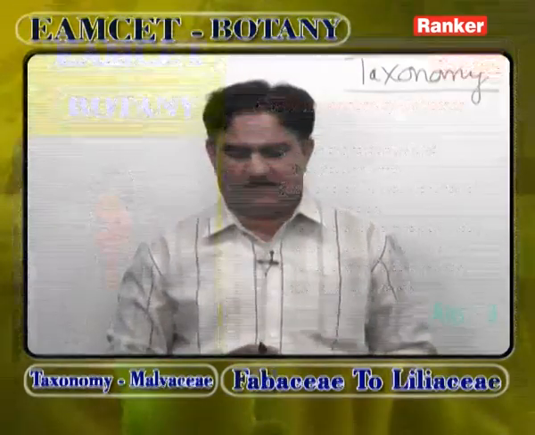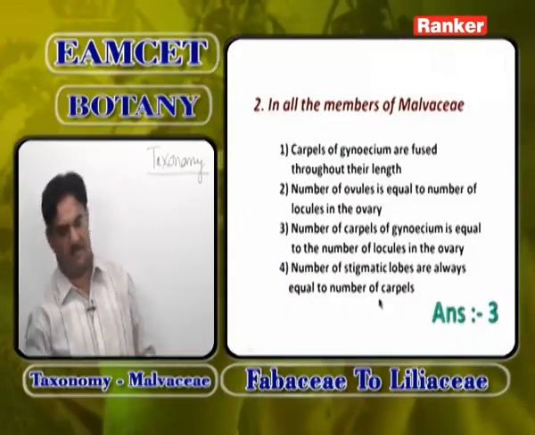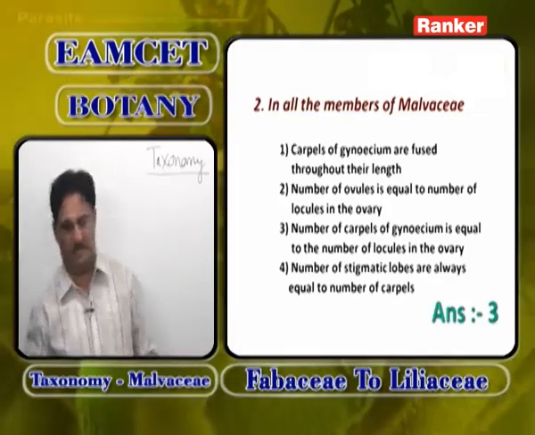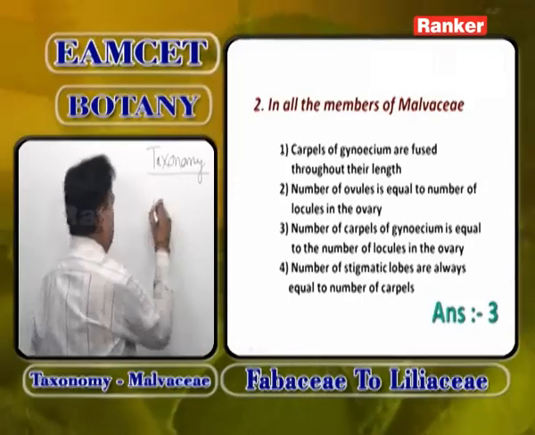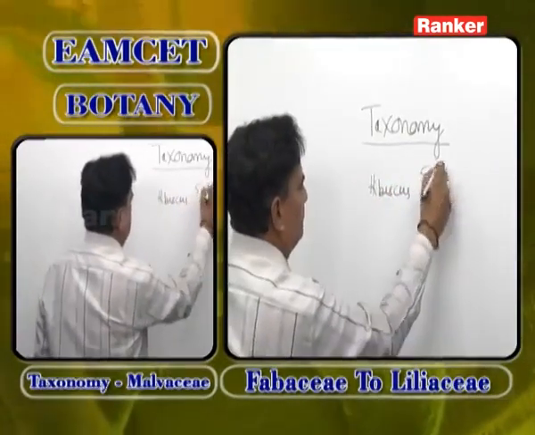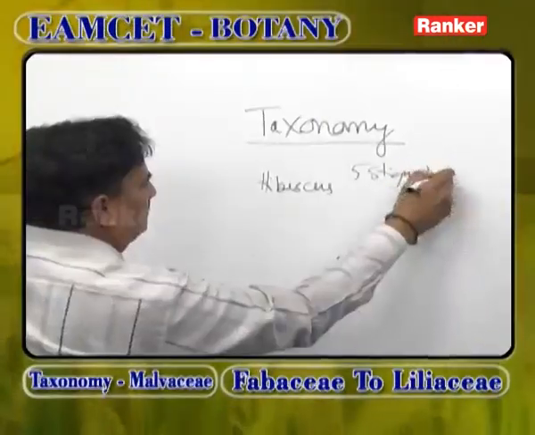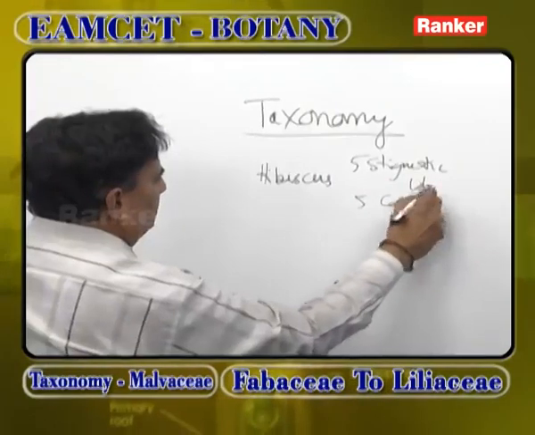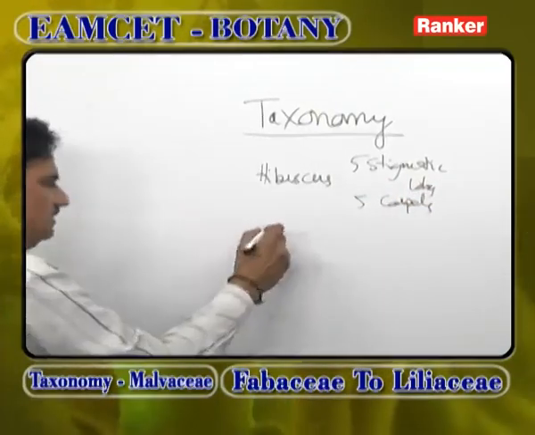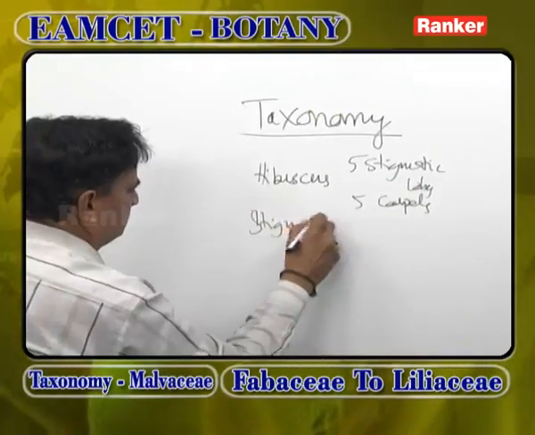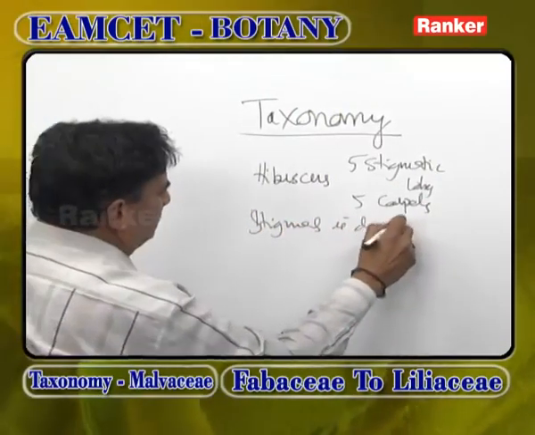Number of stigmatic lobes is always equal to the number of carpels. This is also wrong. Why? Because the number of stigmatic lobes is equal to the number of carpels only in the case of hibiscus. In hibiscus, the stigmatic lobes are 5 and carpels are 5. But there are some plants where the number of stigmas is double the number of carpels.